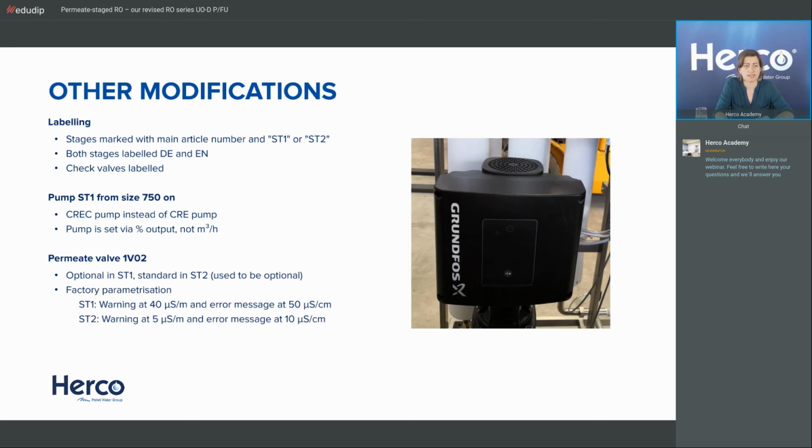And finally, okay, I wrote here optional. Actually, I was wrong. So we have the permeate valves. We have the permeate recirculation that used to be optional, and that is a standard now. And I'm showing you also here the parameterization from the factory of the warning and fault or error messages. Obviously, that's for higher conductivity in stage 1 than in stage 2.